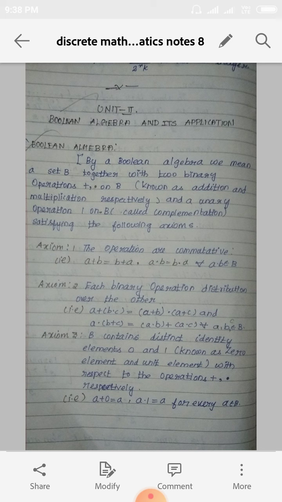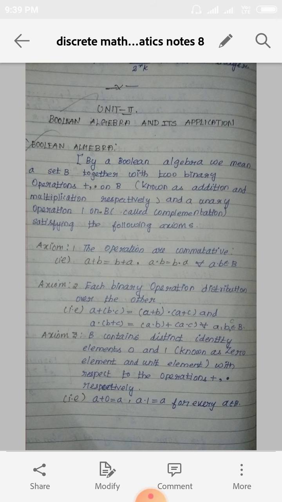There are two operations we have to use in the Boolean algebra, that is plus and multiplication. Plus denotes addition and dot denotes multiplication on B, known as addition and multiplication respectively. And a unary operation on B is called the complementation. So what is the definition of Boolean algebra? By a Boolean algebra, we mean the set B together with the two binary operations, addition and multiplication, on B.